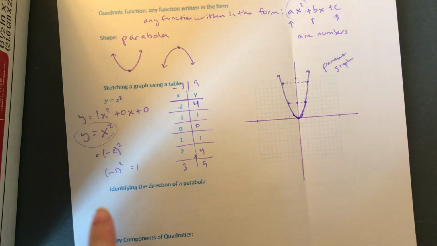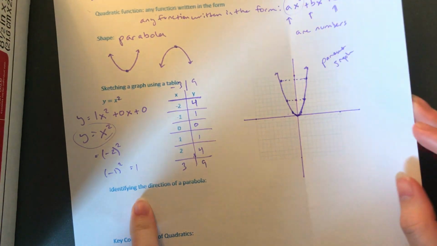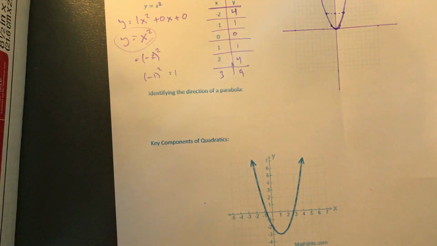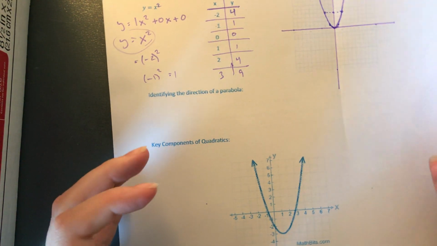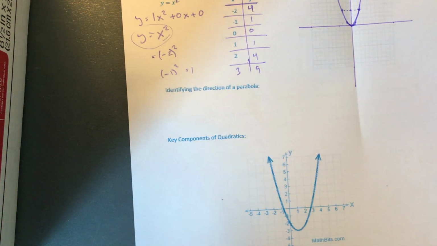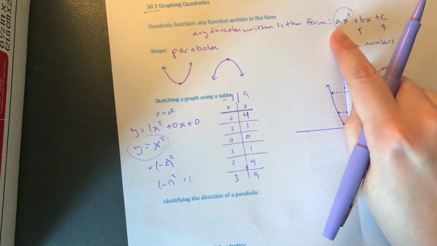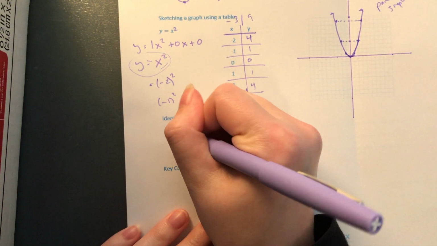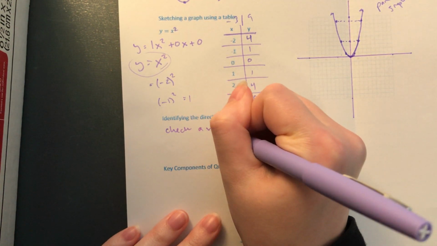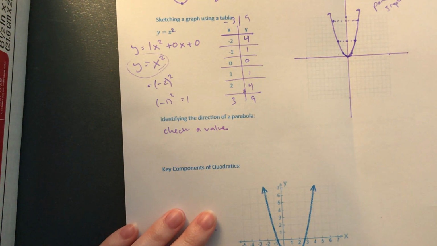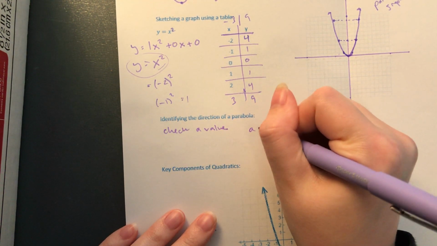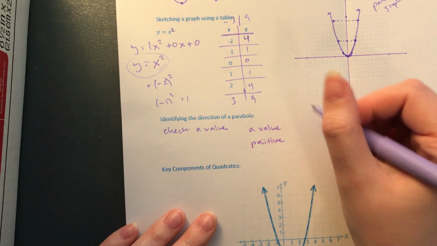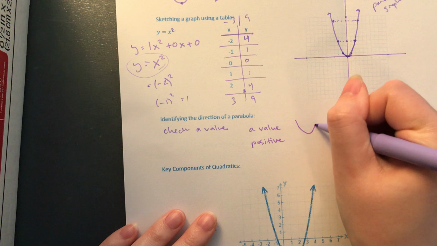However, quadratics also can change direction. So quadratics can go up or down. And so something that tells you about the direction of the parabola is the a value. And so the a value is the number out front of the x squared term. And so you check the a value. So if your a value is positive, it doesn't matter what number it is, but as long as it's positive, your parabola is going to be opening upward.